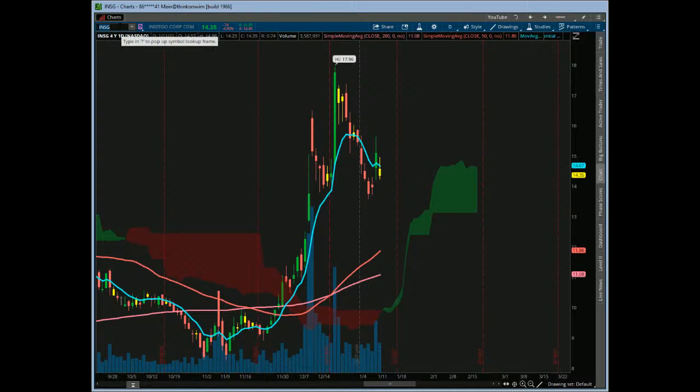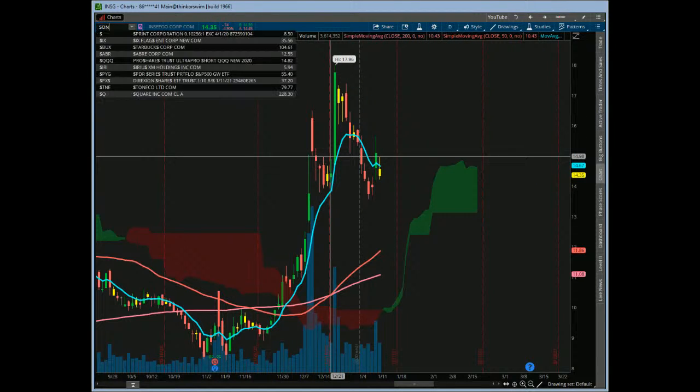INSG. Yeah, this is one we've been looking at too. Another name that had a decent close on Friday, but just couldn't hold, right? At this point, one of the things that we like to look at is the inside day to see how it handles those levels. So good stuff on that. Let's see, a little bit weak on that right now still.